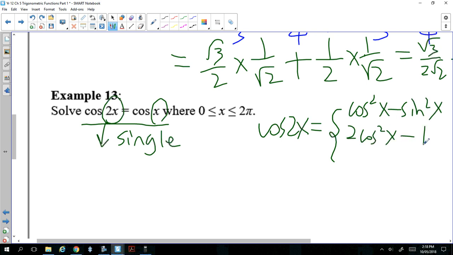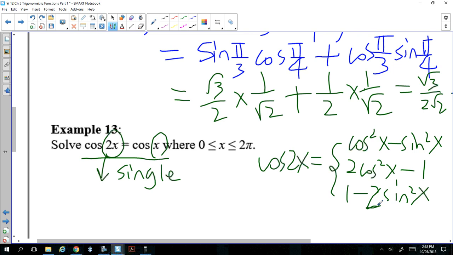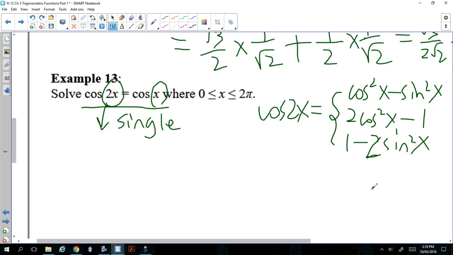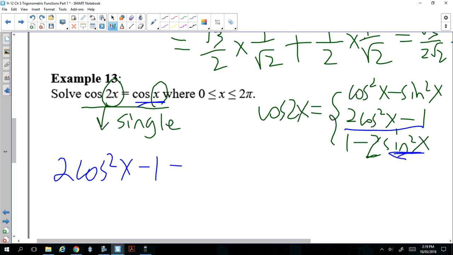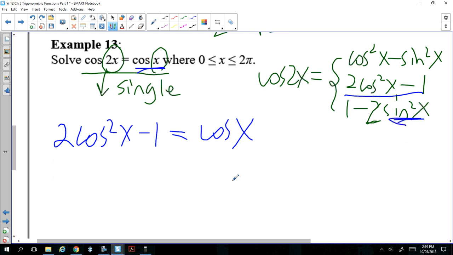Yep, Mitchell? Yeah, because they are the same, right? You don't want to use a different symbol. So you change that to 2 cos squared x minus 1 equal to cos x. And then move all terms to the left side. And then you get a quadratic equation. So you just have to let u equal to cos x and then solve.